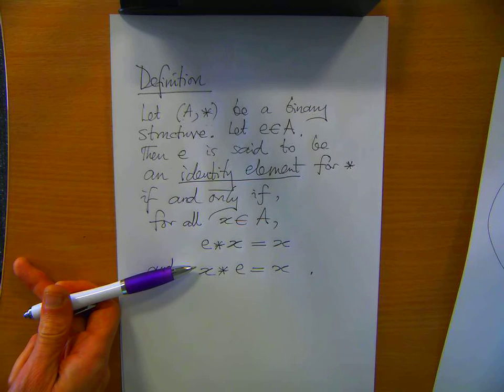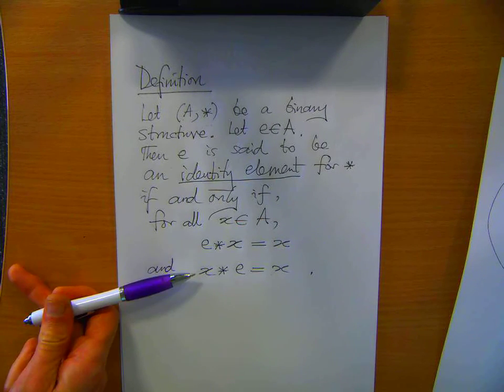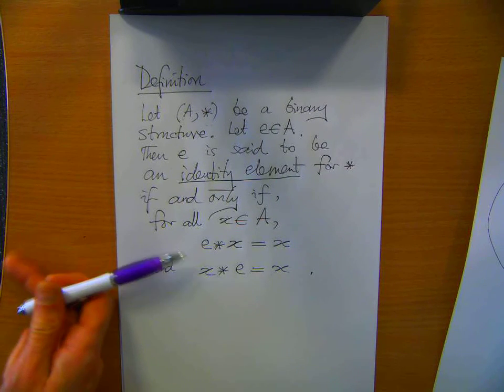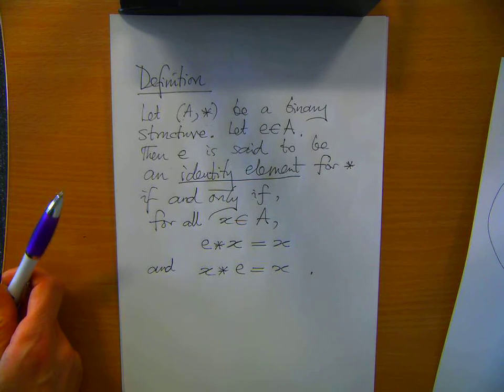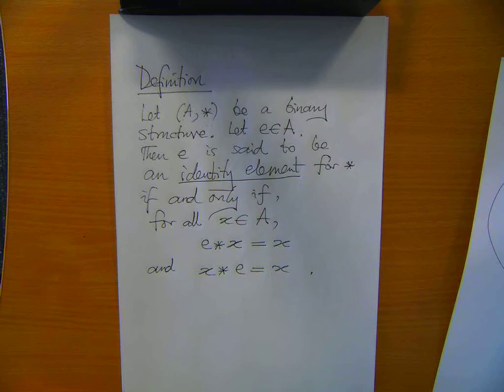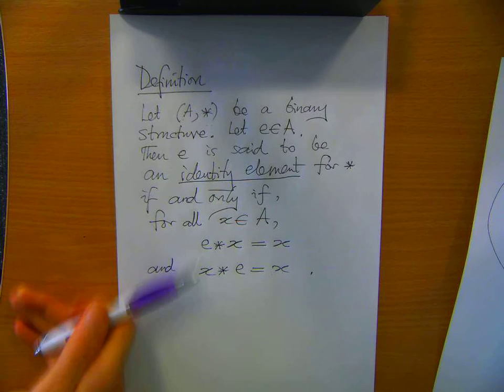We've already got examples of this. We've got 0 for addition in various number systems. We've got the number 1 for multiplication in various number systems. We've got the identity matrix for matrix multiplication. We've got the identity function for composition of functions. So we've got several examples of E.